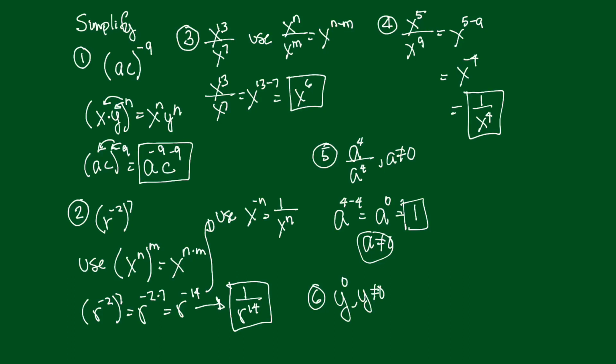Now, number 6, we want to simplify y to the 0, and we're given that y is not 0. Now, by definition, as long as that base is not 0, we're going to say that y to the 0 is 1. Now, number 7, we're just putting a little bit more together. We've got 5 times y to the 0, and we're given here that y is not equal to 0. So if y is not equal to 0, that means we have 5 times 1, which is 5.